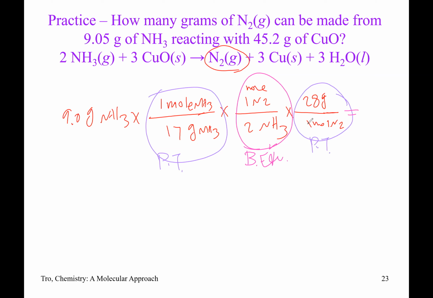Next, we have 45.2 grams of CuO. We want to convert that to moles of CuO. Can you tell me what's the molar mass for CuO? 64 plus 16, that's 80. She didn't have to do that. I was going to get my calculator. Okay, 80 grams of CuO.